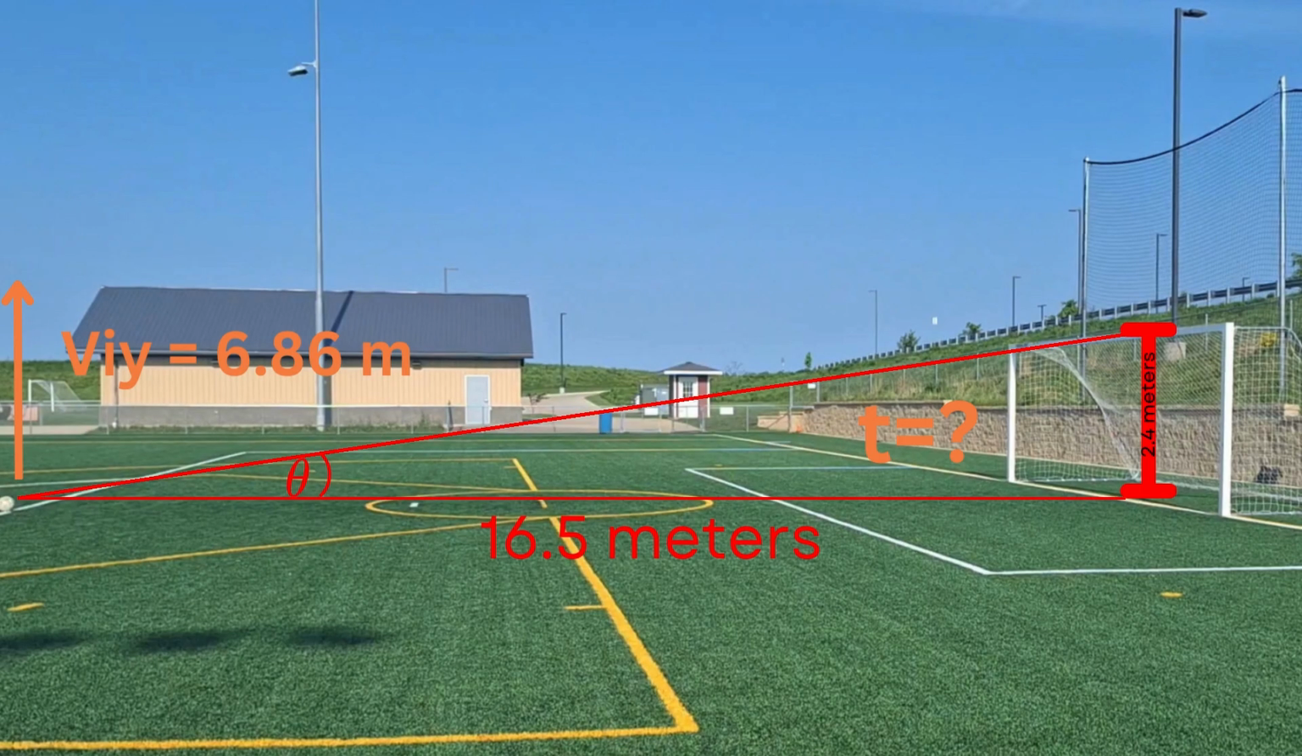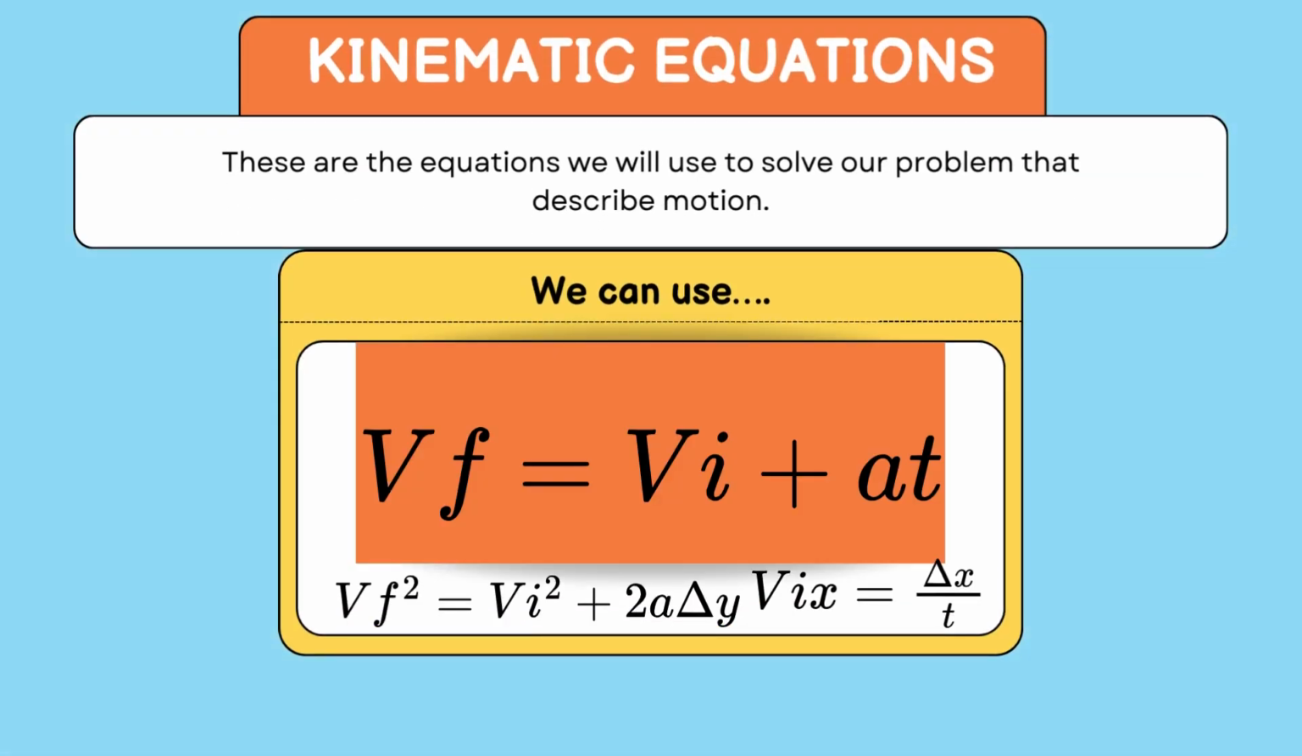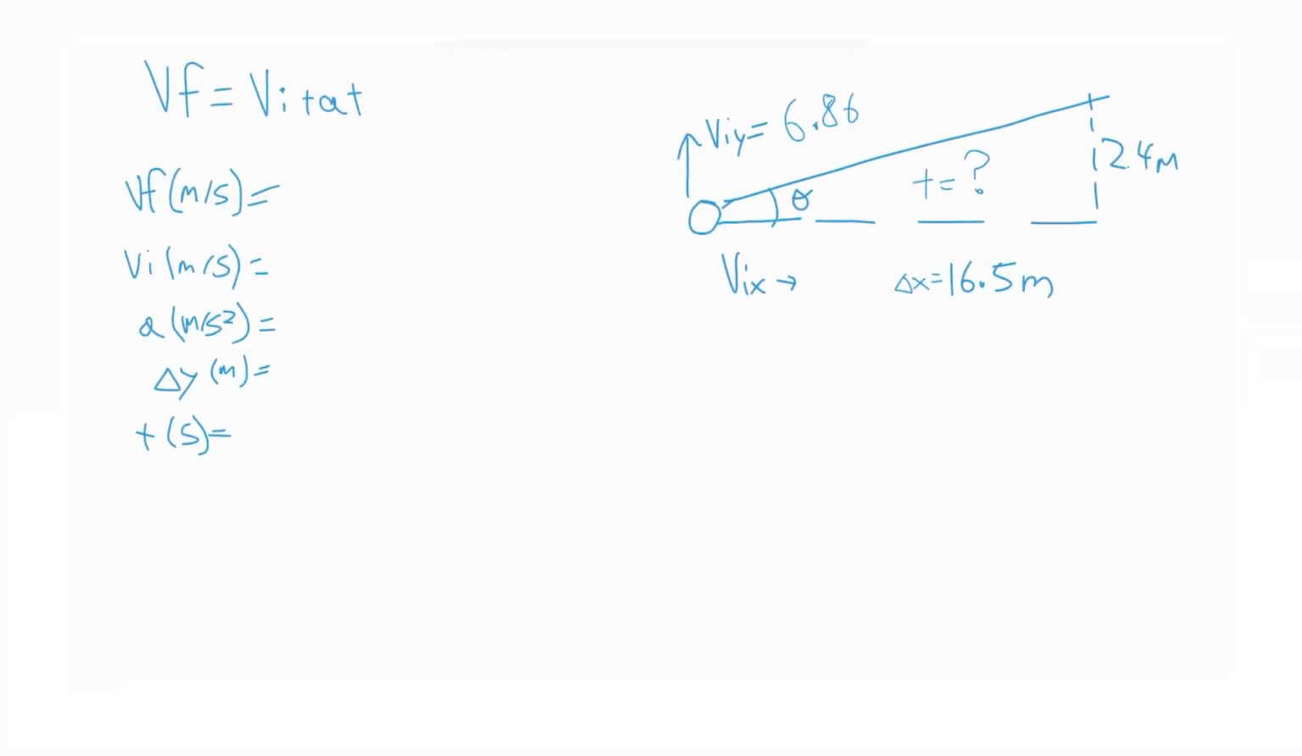Now that we know our initial velocity in the Y direction, we need an equation to find the time it takes for the ball to travel said distance at said velocity. To find time, we will use the equation velocity final equals velocity initial plus acceleration times time. Here we have our equation set up and our model of the problem and what we are going to be solving for.